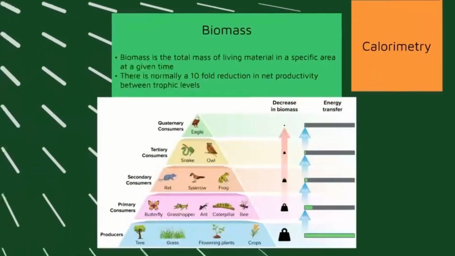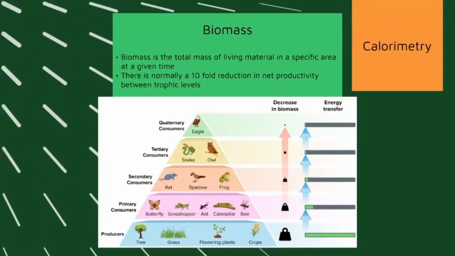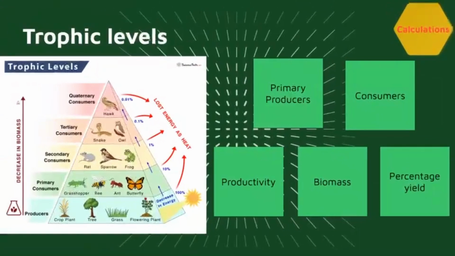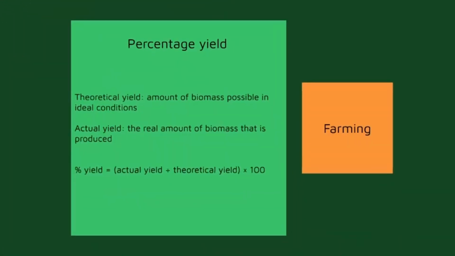Okay, so the final thing that we are going to cover today is percentage yields and how this is used in farming. So theoretical yield is the amount of biomass that is theoretically possible to produce in the ideal conditions.